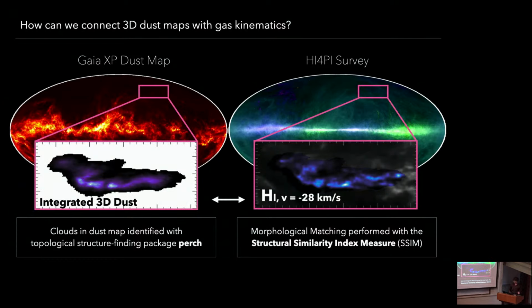So one example of this process would be for one given cloud, shown on the left is what its extinction looks like in 3D dust on the plane of the sky. On the right would be H1 at around negative 30 kilometers a second, which is the optimal morphological match to this structure. And by eye, these provide an excellent match in my opinion. So we're matching pairs of clouds between these tracers to build up a catalog of clouds with 4D information.